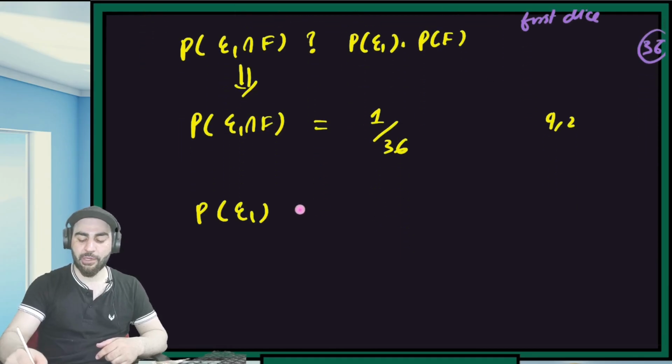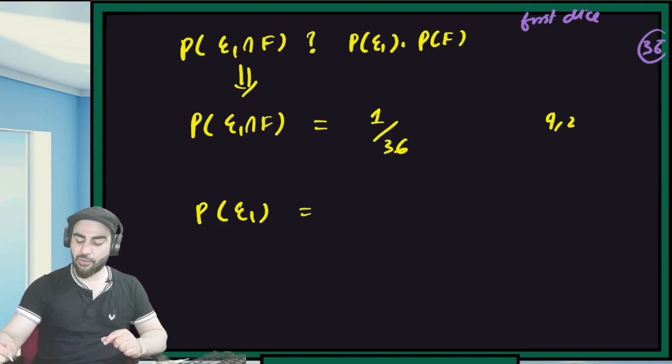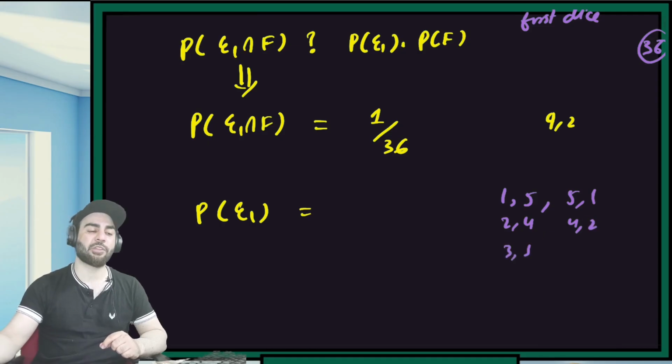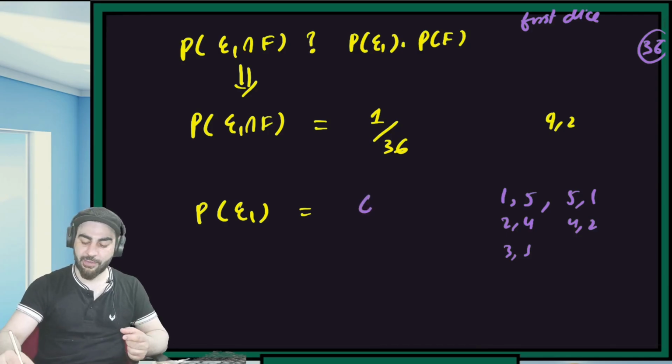The probability of E1 is that the sum of the faces of these dice should be 6. So what are the possible outcomes? The possible outcomes are 1, 5, and then 5, 1. I'll just write it in reverse as well: 2, 4, 4, 2, 3, 3. These are the 5 events possible in which the sum of the dice is equal to 6. Now this is 5 by 36.